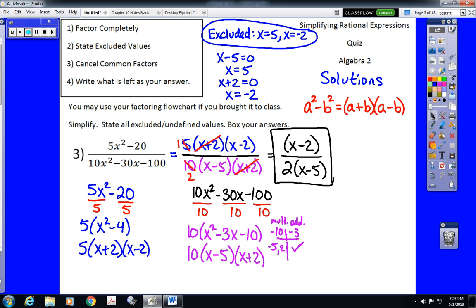Once again, if you missed number 3 on your quiz, you are expected to have copied this entire solution down onto your paper so that you can understand what it is that you did wrong.